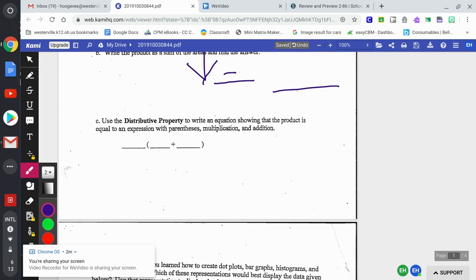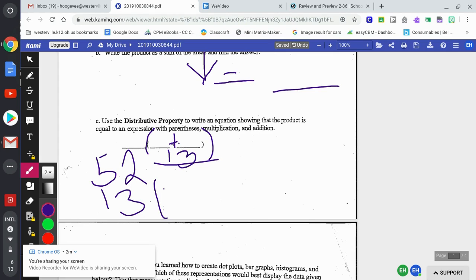And then again, using the distributive property, you need to show the product equal the expression with parentheses, multiplication and addition. Well, right now they've already given you the parentheses and the addition. So you need to choose if you want to put 52 in front or 13 and then break down the next number. So if you're using 52, you're going to have to break down the multiplication that got you 13. And then if you're doing 13, you have to break down the multiplication for 52.